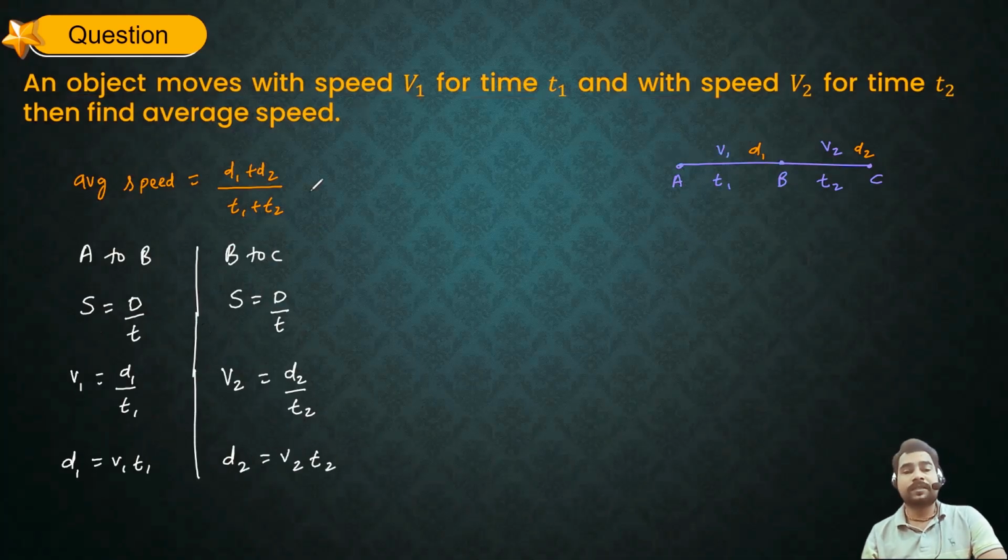Now the values of d1 and d2 I am replacing here. So eventually the average speed is going to be (v1 t1 plus v2 t2) upon (t1 plus t2). So that would be your answer.